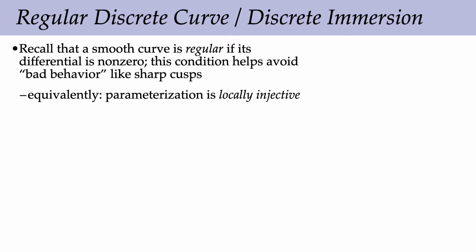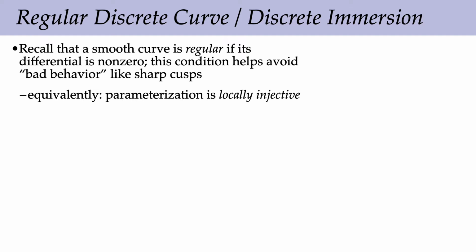In the smooth setting, it turns out these are equivalent. If I have a locally injective and differentiable parameterization, then it is regular in our original sense and vice versa. Okay? So how should we translate this idea of a regular curve into the discrete setting?